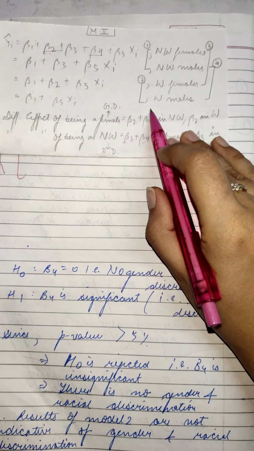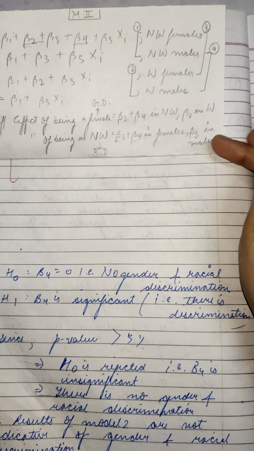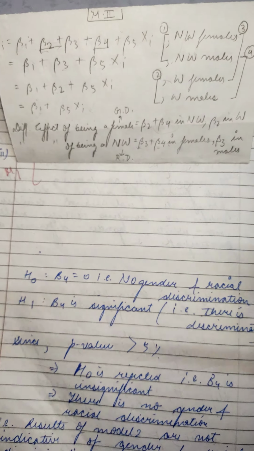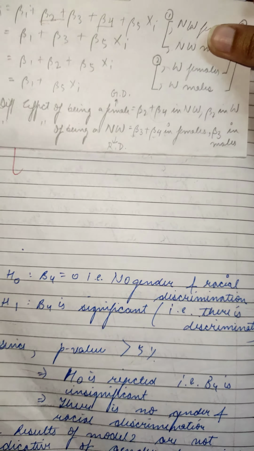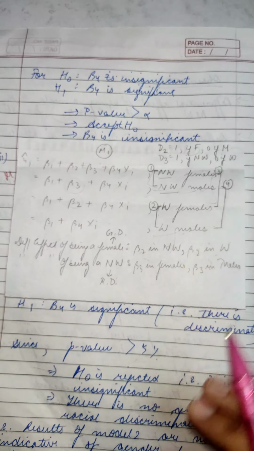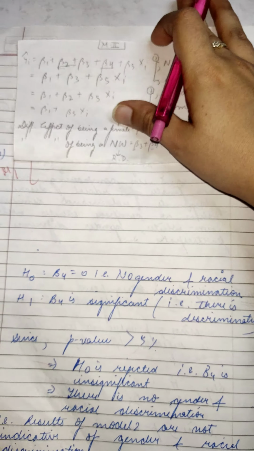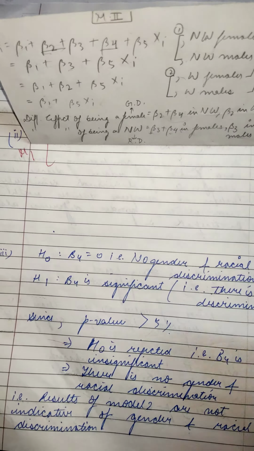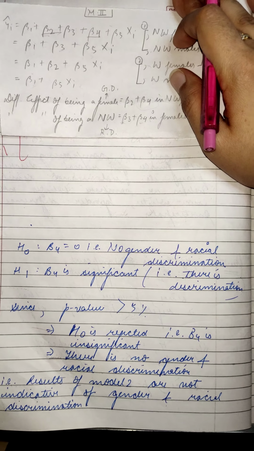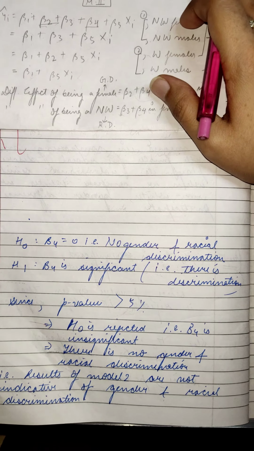For that, I need to prove beta 4 is 0. So if beta 4 is 0, then beta 2 is beta 2, same in both the models. And here also beta 3 will be beta 3. So my null hypothesis is to check for beta 4 being significant or not. The null hypothesis is beta 4 equals 0: no gender or racial discrimination. The alternative is that beta 4 is significant, that is, there is gender discrimination and racial discrimination.